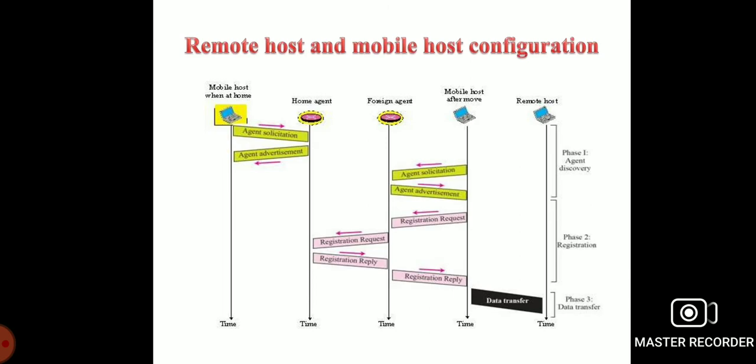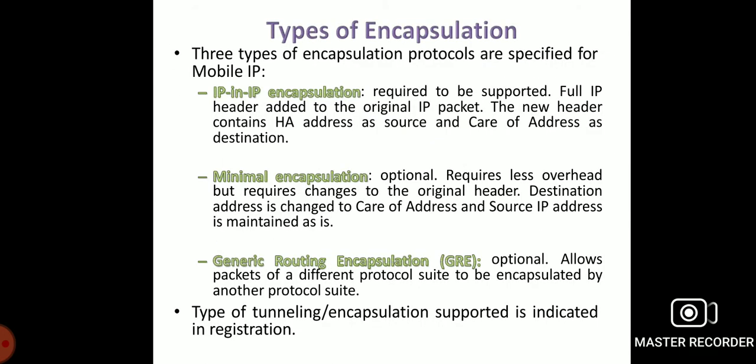Now we can see the types of encapsulation. There are three types of encapsulation protocols specified by mobile IP: IP-in-IP encapsulation, minimal encapsulation, and generic routing encapsulation. IP-in-IP encapsulation is required and supported. A full IP header is added to the original IP packet. The new header contains the home agent address as the source and the care-of address as the destination address.